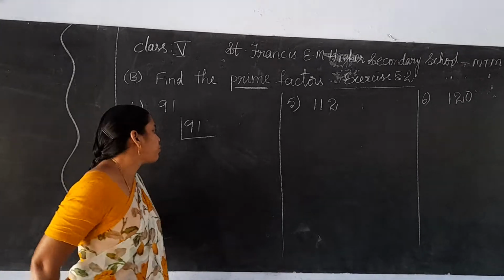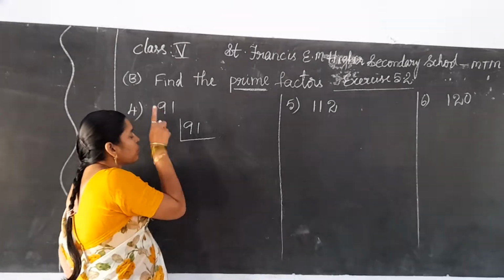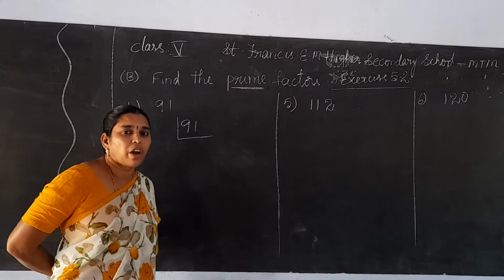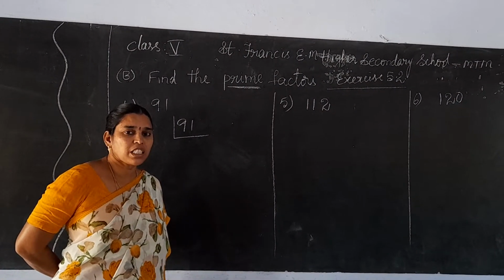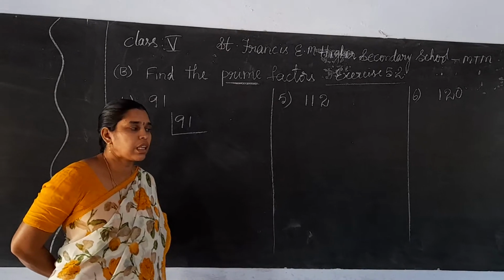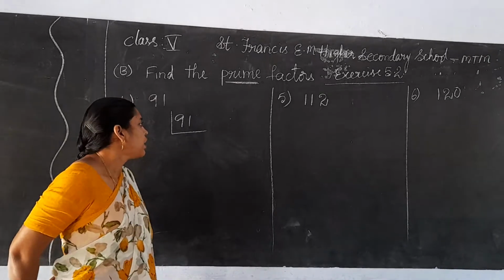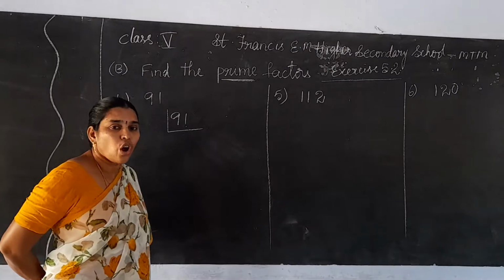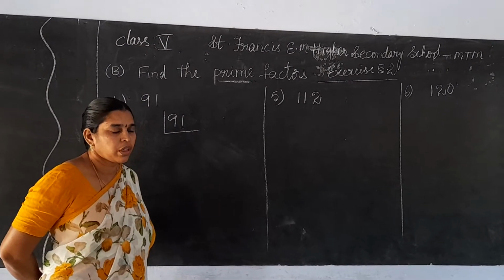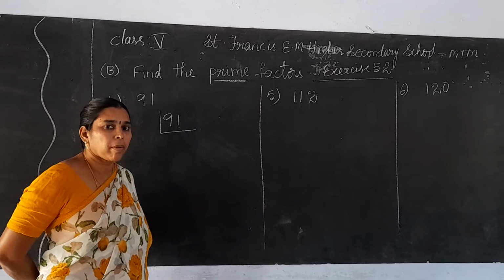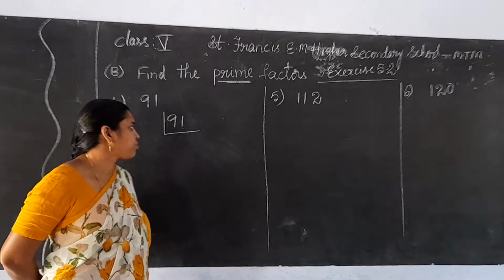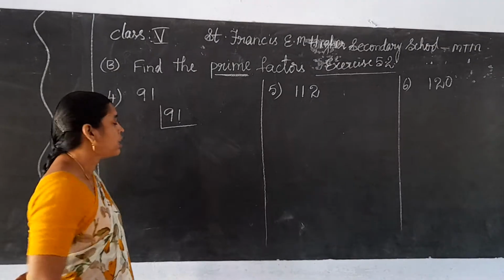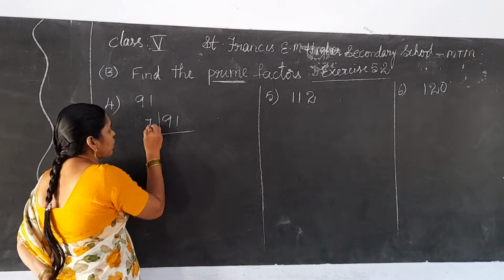Now you take 5. What is the divisibility rule of 5? The last digit must be 0 or 5. Then the number is divisible by 5. Here, what is the ones place digit? 1. So it is not divisible by 5. Then you go to the next prime number, 7. Check it. Is it divisible by 7 or not?